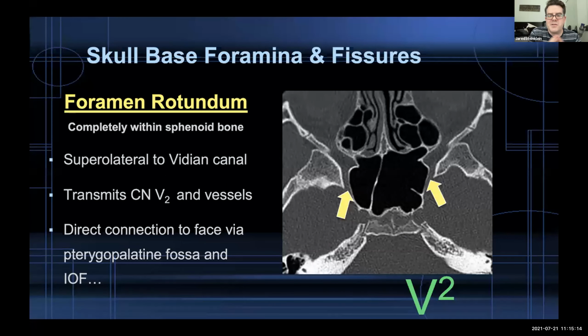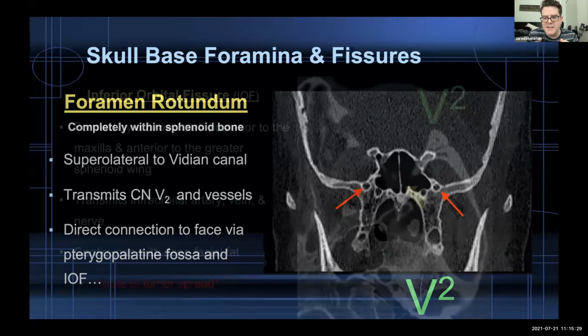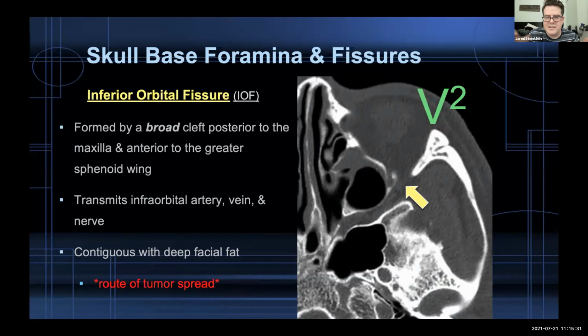All right, V2 has its own special crevices, canals. Foramen rotundum is where it exits from the sphenoid bone, from the cavernous sinuses. And it has a connection, there you can see on the coronal. Connection here into the face.